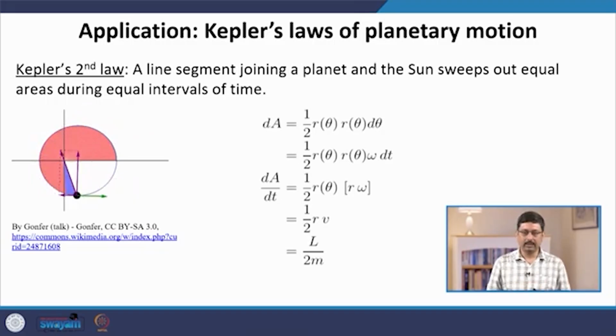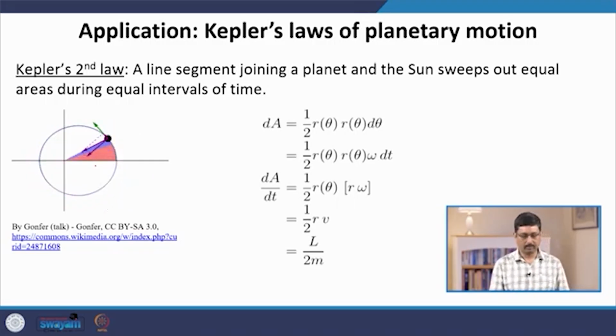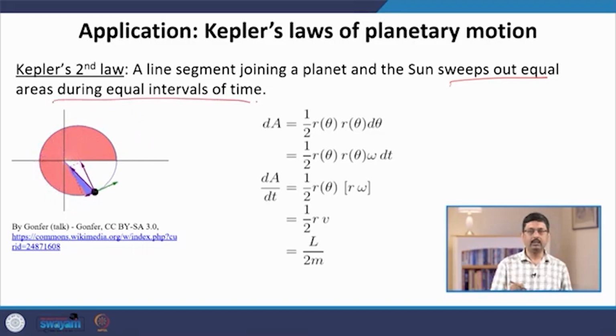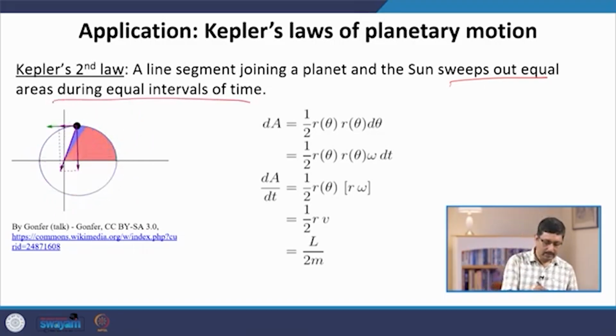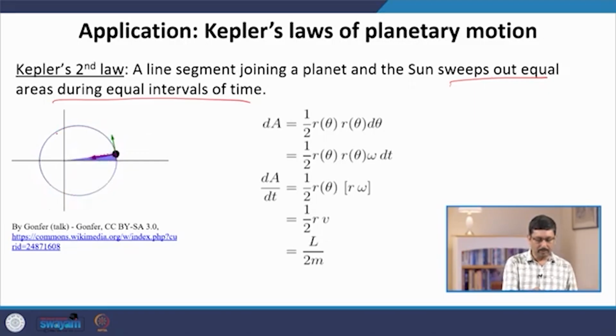Kepler's second law says that a line segment, the violet line here, joining the particle and the center, that is the sun, sweeps out equal areas during equal intervals of time. This is the blue shaded region. Notice that the particle is not moving with a constant speed. Sometimes it is moving fast, sometimes slow, and if you follow the blue shaded triangle, sometimes it becomes wider, sometimes narrower.